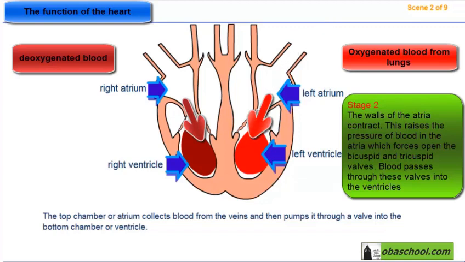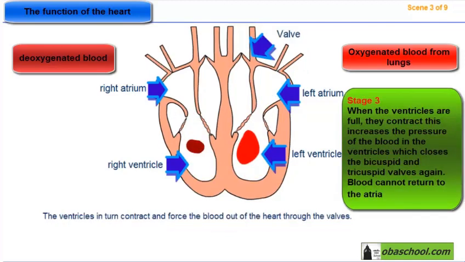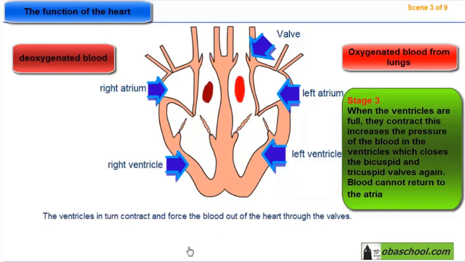And directly here, the bicuspid and tricuspid valves close again, so that blood does not go back into the atria. The blood can only go from atrium to ventricle. It cannot go back from ventricle to atrium. And actually, the closing of the bicuspid and tricuspid valves is what produces the first beat of the heart that we hear, which we call lub. The heart produces a lub-dub sound. We call it lub-dub, which is the beating of the heart and sounds like two fast beats that follow each other. The first sound we hear is the closing of the bicuspid and tricuspid valves.